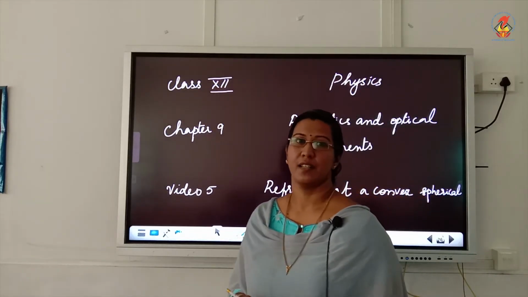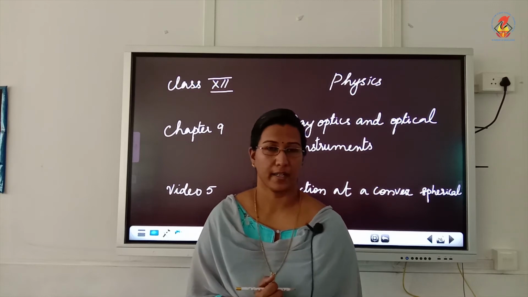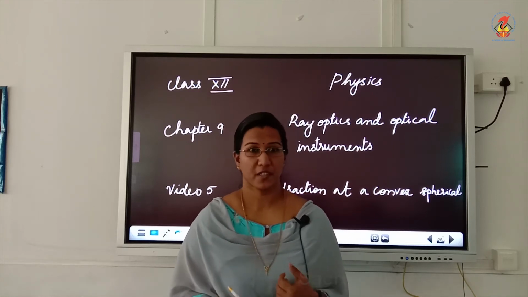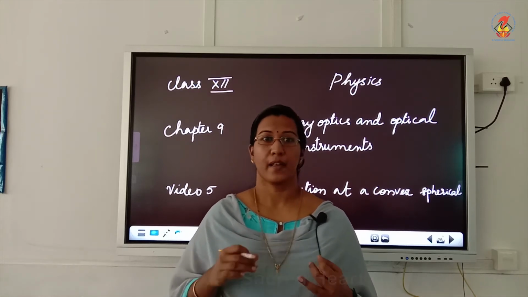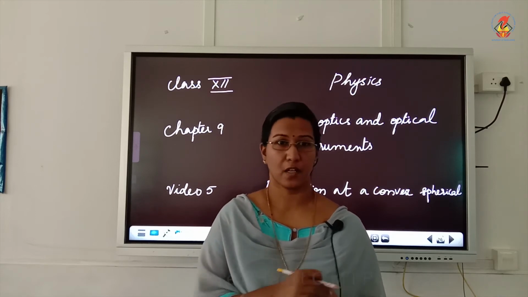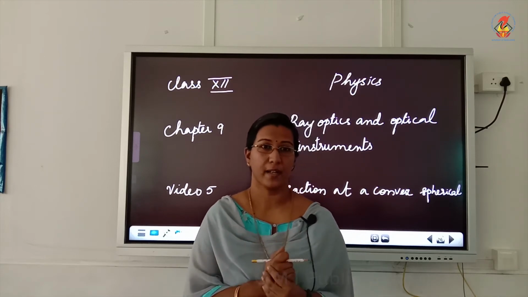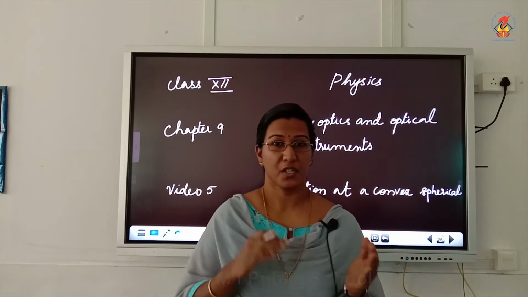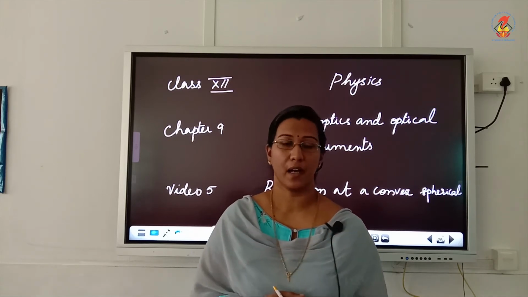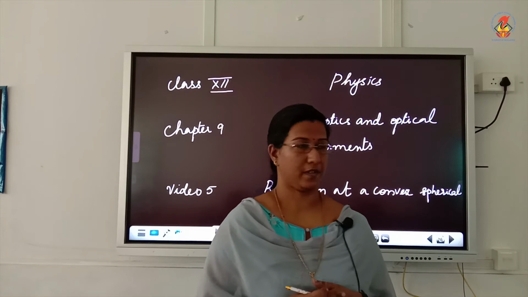Hi students, in this video we are going to find the relation between image distance, object distance, refractive index and radius of curvature when a ray of light passes from a rarer medium to a denser medium which is separated by a convex spherical surface.